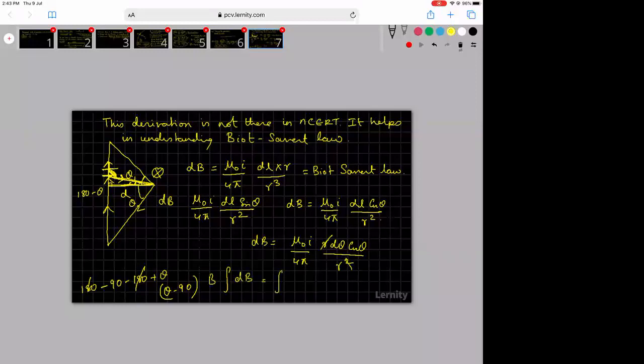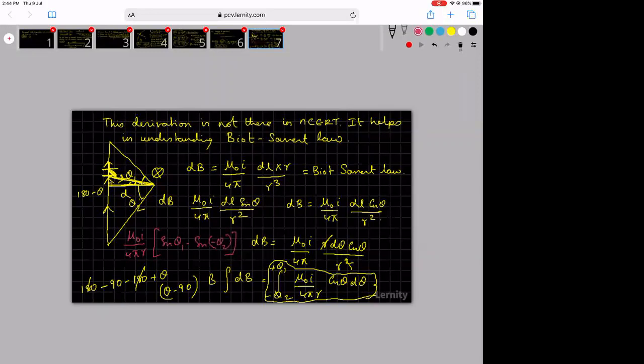So that is equal to the integral, where the angle goes from minus theta 2 to plus theta 1, of mu naught I by 4 pi r cos theta d theta. Now, what is the integral of cos theta d theta? The integral of cos theta d theta is sine theta. So when I substitute, I'll get mu naught I by 4 pi r times sine theta 1 minus sine of minus theta 2. Now sine of minus theta 2 is nothing but minus sine theta 2.